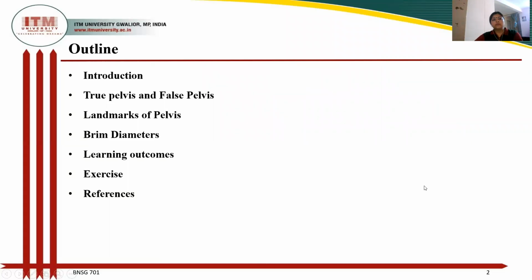So, the outline of this class: we are going to see the true pelvis, the false pelvis, and the landmarks of the pelvis. Then we are going to see the diameters of the brim. Okay, in the first part only, the diameter of the brim, and later the cavity and the outlet.